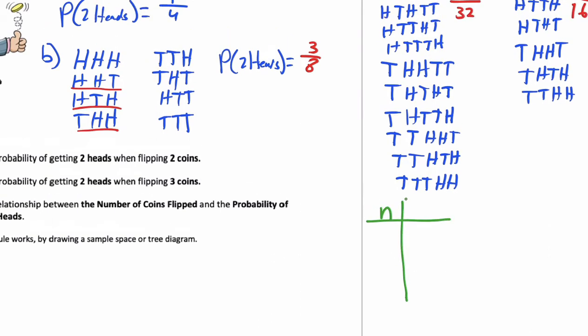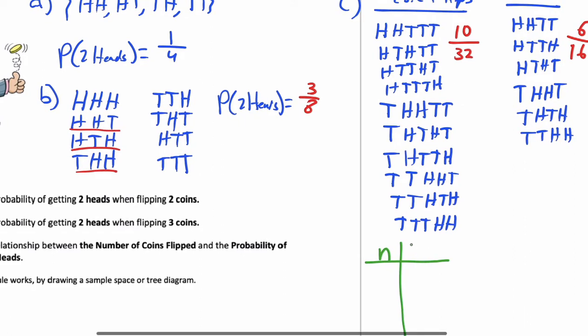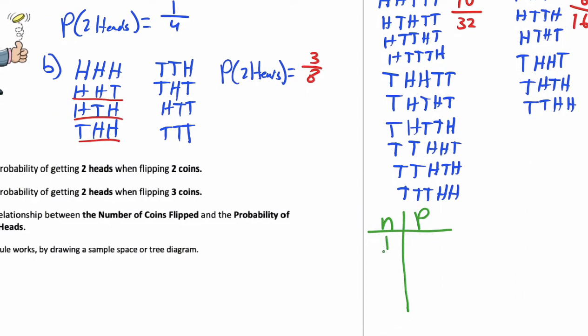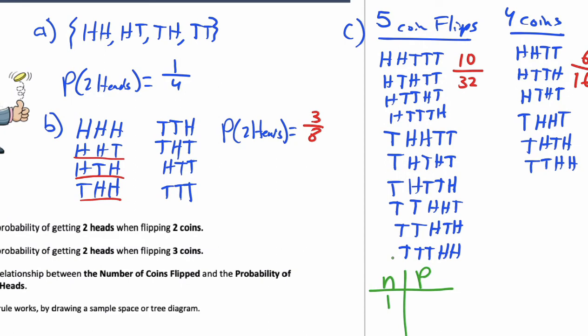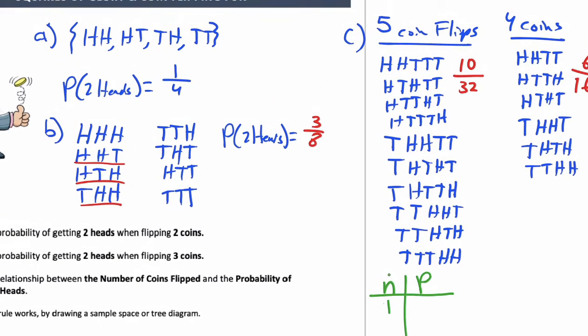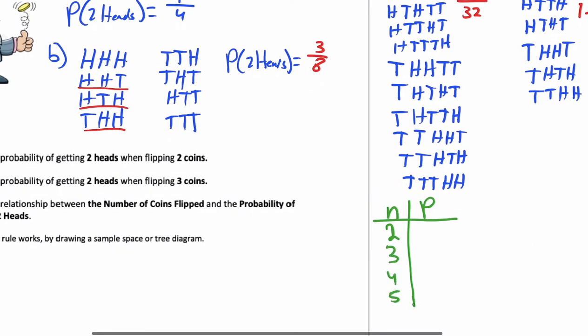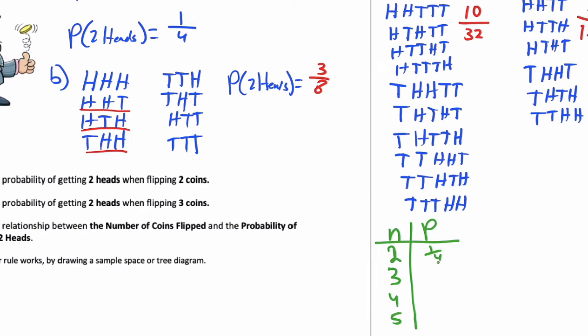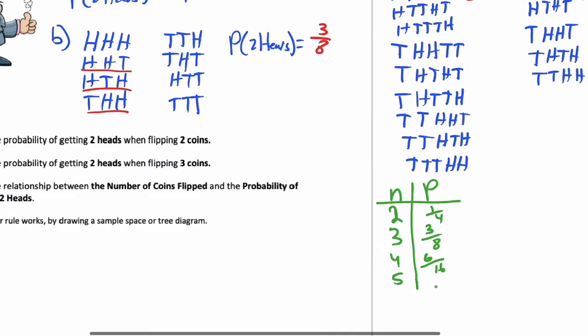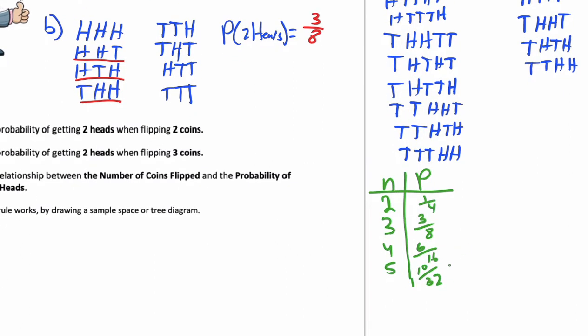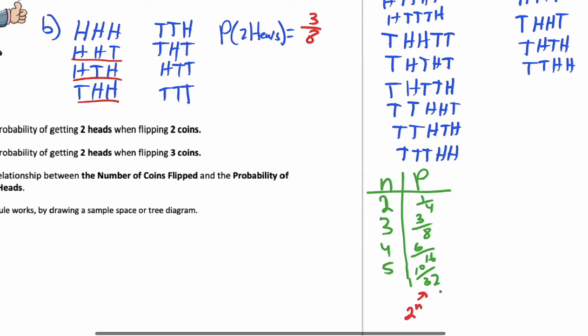Okay, so let's take a look at all of that now in the table. We have N, which is the number of coins flipped, and the probability. To get two heads, you need to start with 2 coin flips. So we go 2, 3, 4, 5. We have all these calculated: 1 out of 4, 3 out of 8, 6 out of 16, and 10 out of 32. The denominator is obviously going to be just powers of 2. 2 to the power of n is the denominator.